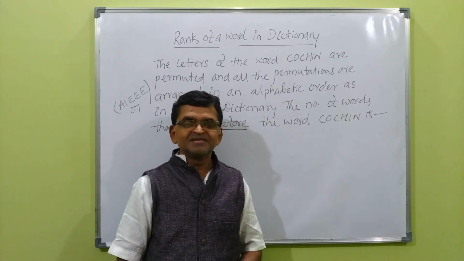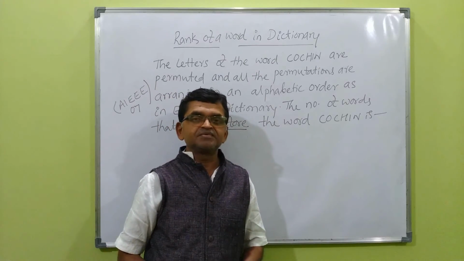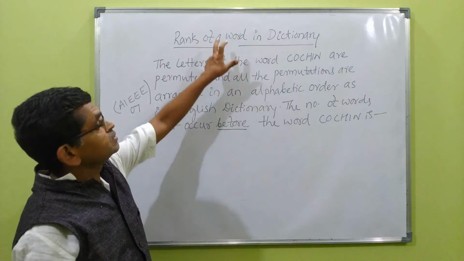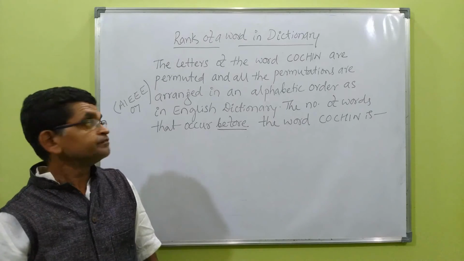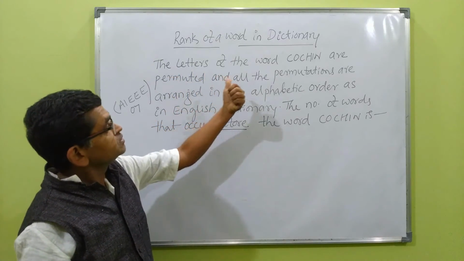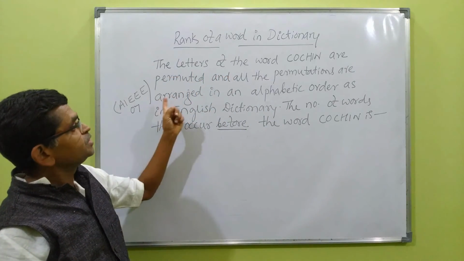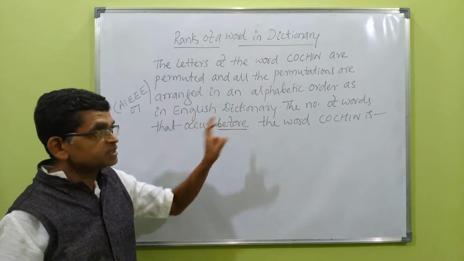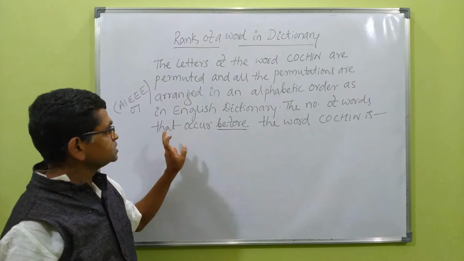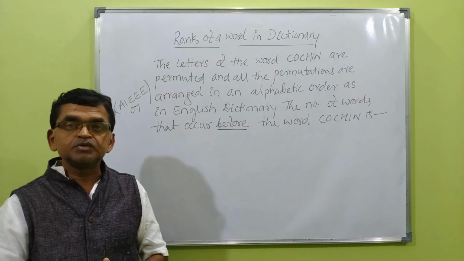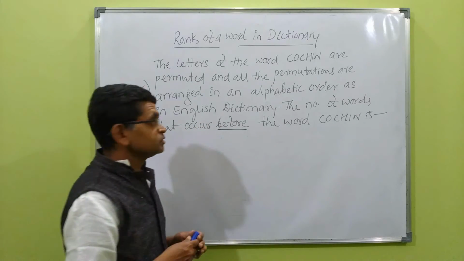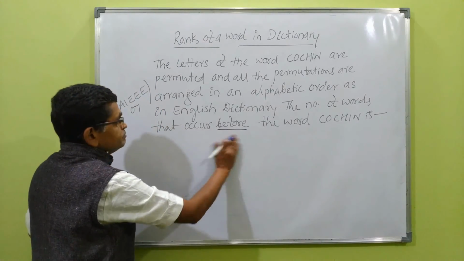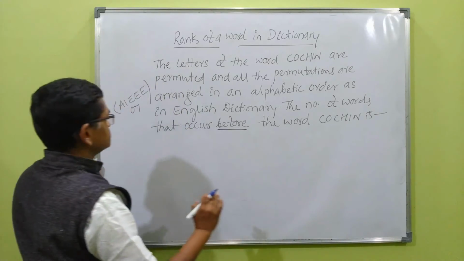Hello. So this is another important type, that is rank of a word in dictionary. The letters of the word coaching are permuted and all the permutations are arranged in an alphabetic order as in an English dictionary. The number of words that occur before the word coaching is, you have to find. See, one technique is there.